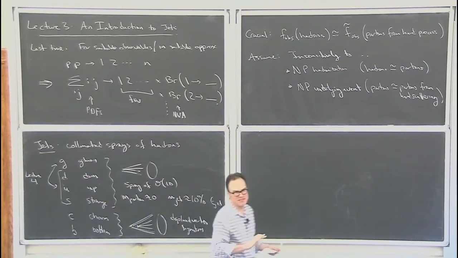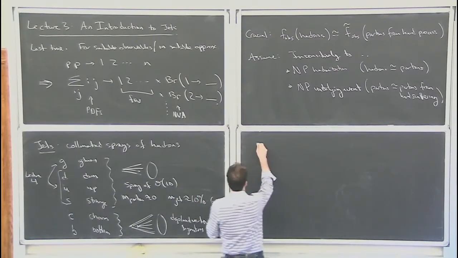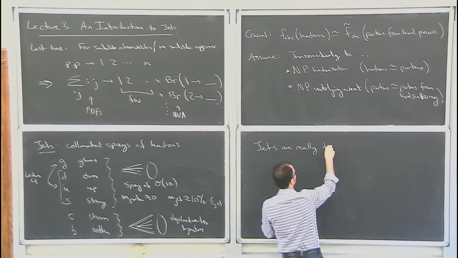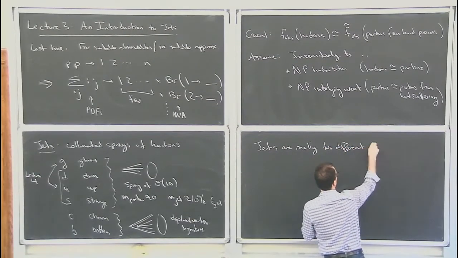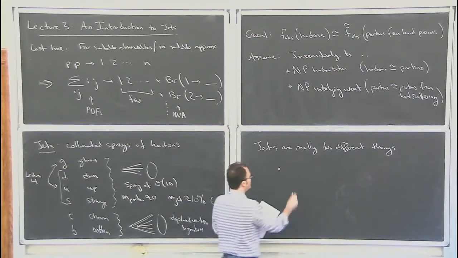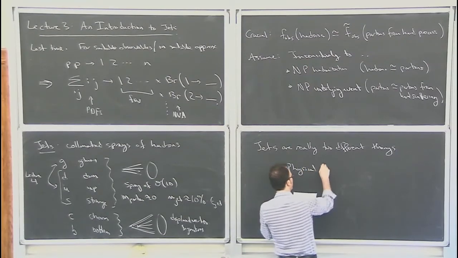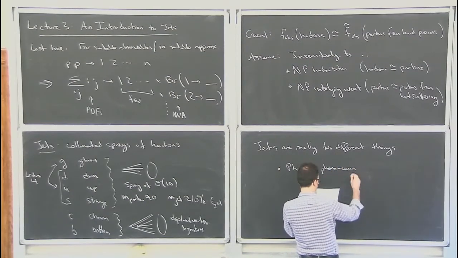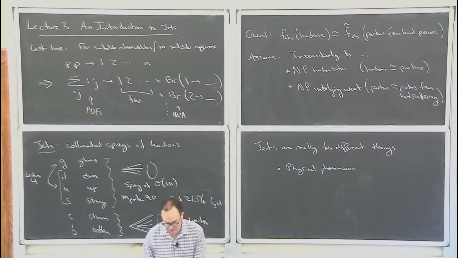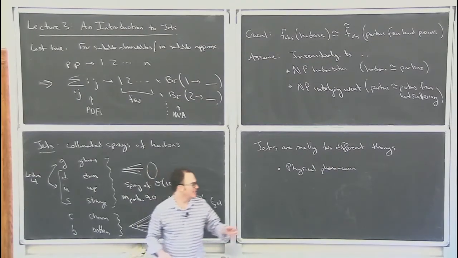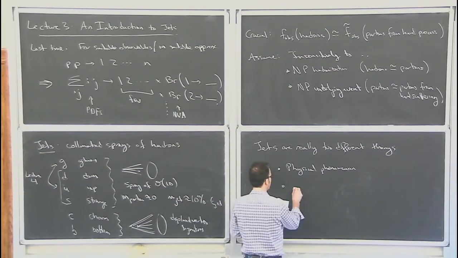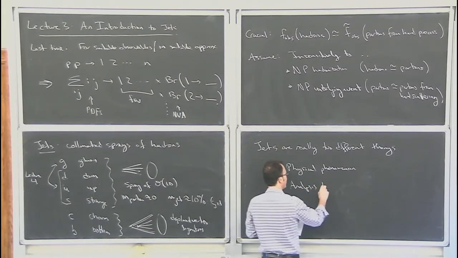If nothing else you remember in this lecture, I want you to know the following: jets are really two different things. At one level, jets are a physical phenomenon. This is an emergent feature of certain confining gauge theories that they make manifest the spray of particles. It's a physical phenomenon. No matter what measurement you make, this phenomenon goes on. But at the same time, the word jet is used for analysis techniques. It's an analysis technique.